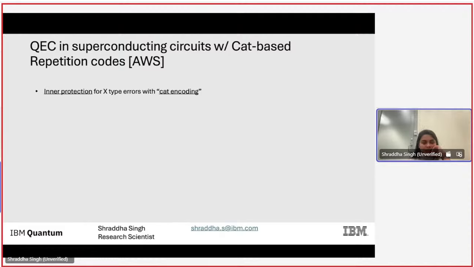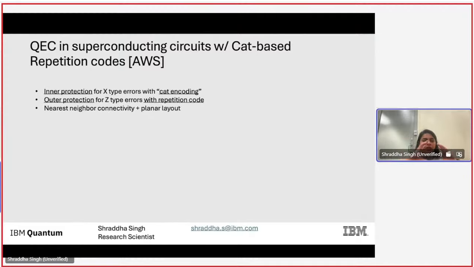There are various different types of encodings that use oscillators, called bosonic encodings: cat encoding, GKP encoding, etc. GKP encoding protects you against all types of errors. Cat encoding only protects you against one type of error, that is the X type of error. So you're still unprotected against the Z type of error. And to protect against the Z type of error, you have an outer protection using the good old classical repetition code.